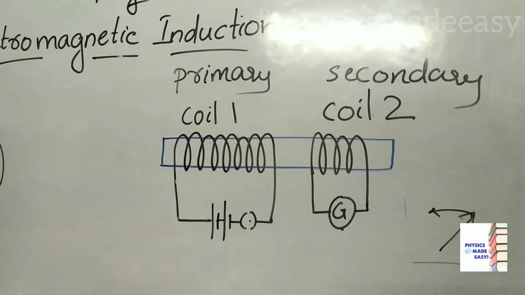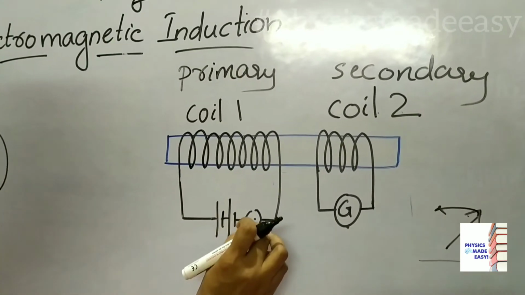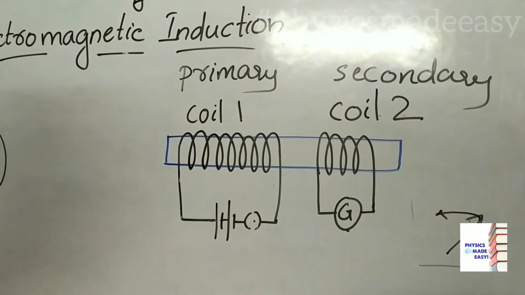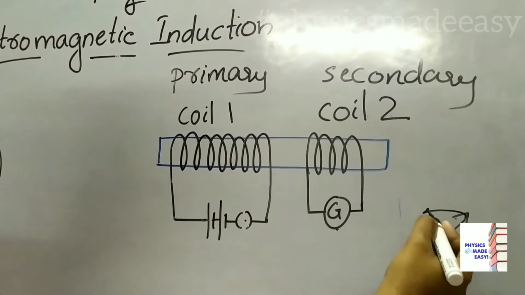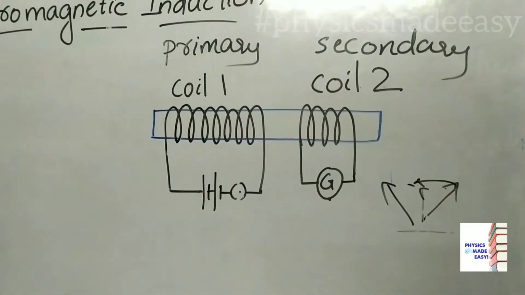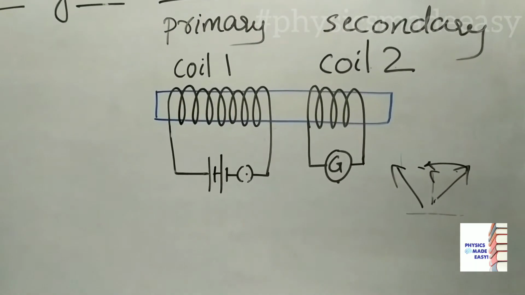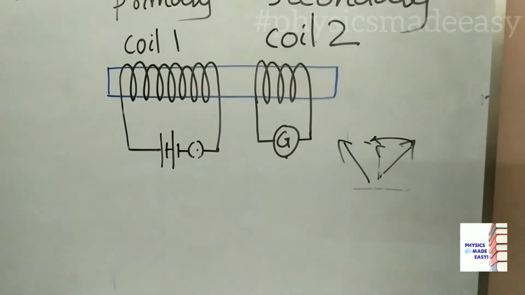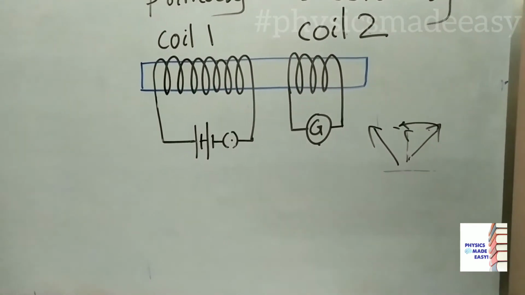But you can see, if you are opening this key, that time also the galvanometer shows a deflection, deflecting towards the opposite direction, and at that moment it will come back to 0. That means at that particular moment only, current is induced in that coil.